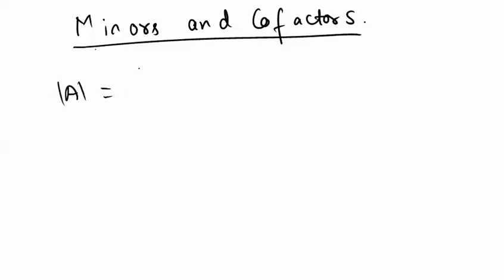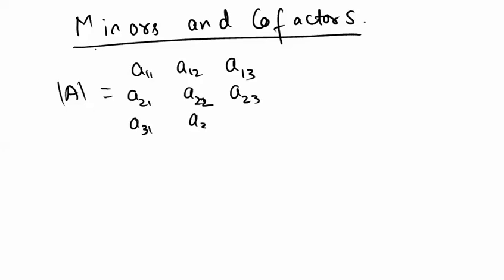I've taken general elements a11, a12. This is the first row. This is the second row, so all elements will start with 2. And this is a31, a32, and a33. This is not a matrix basically. I'm talking about the determinant part. So I'm saying this is a determinant. Now we need to find out what minors are.